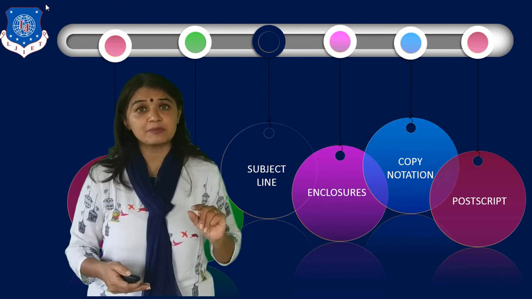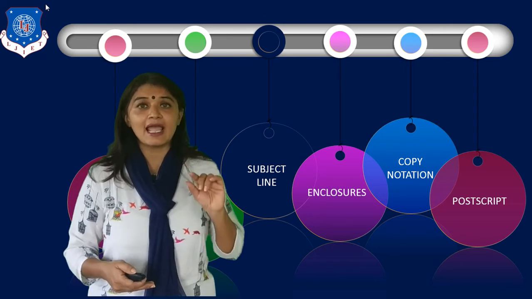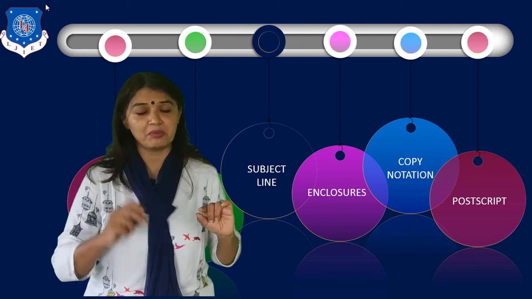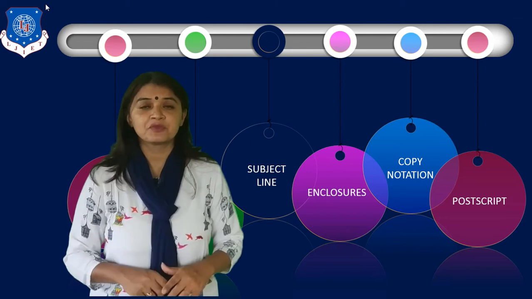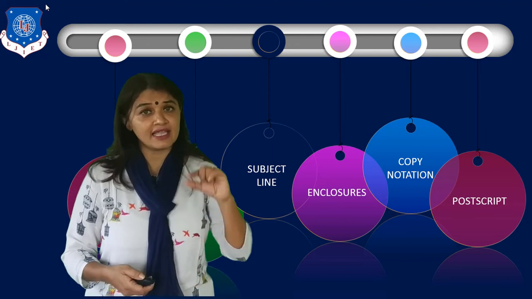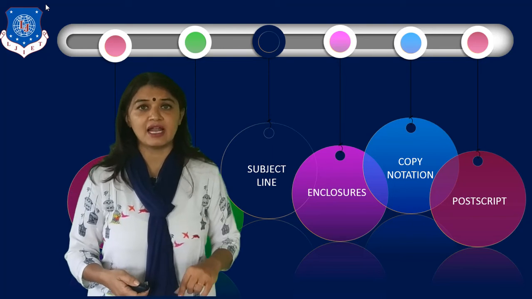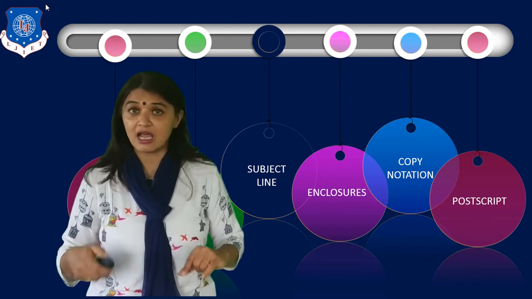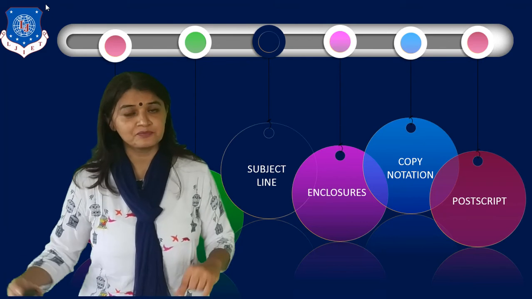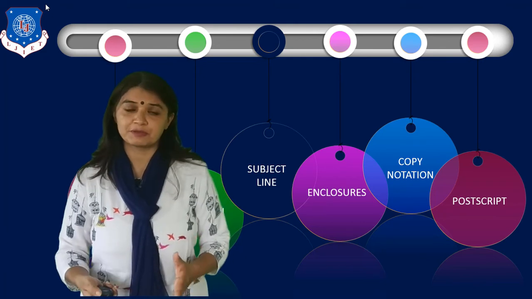So the postscript is at the end of the letter, and PS in short form is written, and the line that you want to remind is written there. So for example, if there is a sales letter, then at the end of the letter it must be written that please remember that the last date for the discount is 31st of October 2020. So this is called postscript.